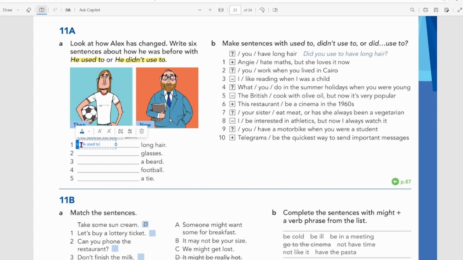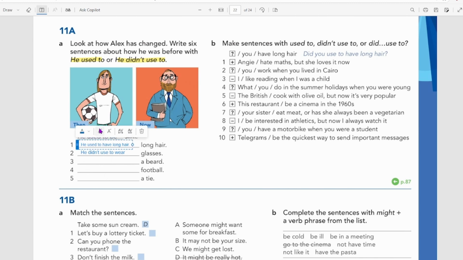He used to have long hair. Glasses. So you see, now he's wearing glasses, but when he was young, he didn't used to wear glasses. Glasses is already written, so I'm just going to do it like that. As you can see, after "didn't use," I'm not using D here. I'm removing the D.